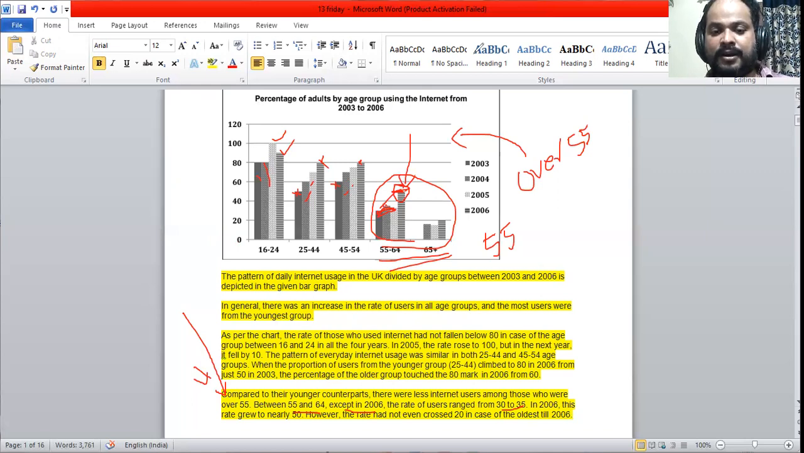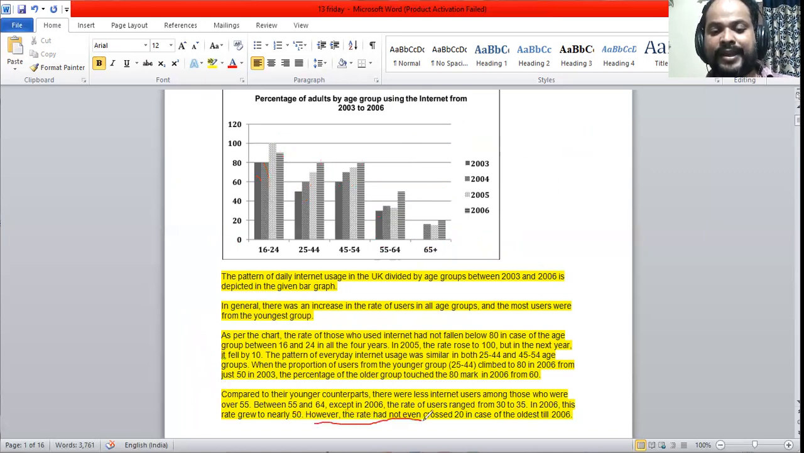The next particular thing. However, the rate had not even crossed 20 in the case of the oldest till 2006. So in 2006, it reached 20, but it did not cross 20. The rate didn't cross 20.